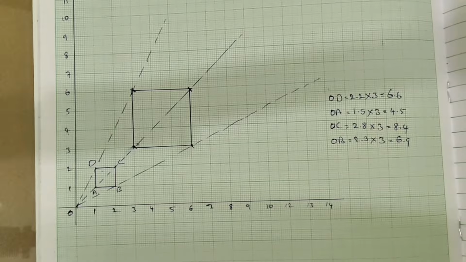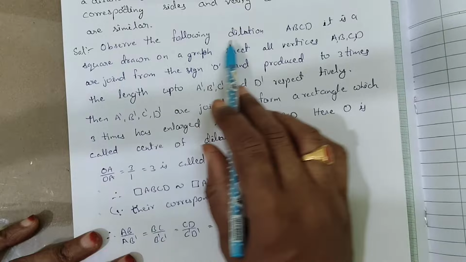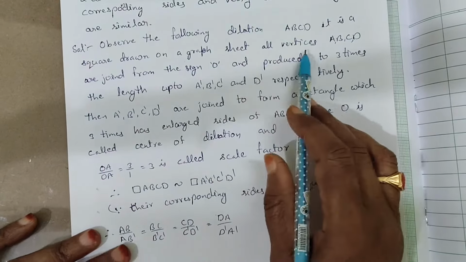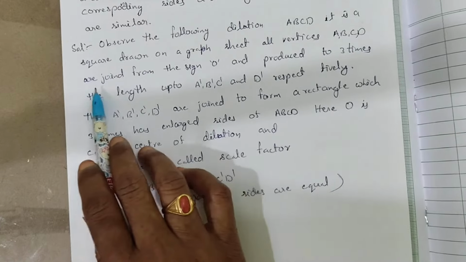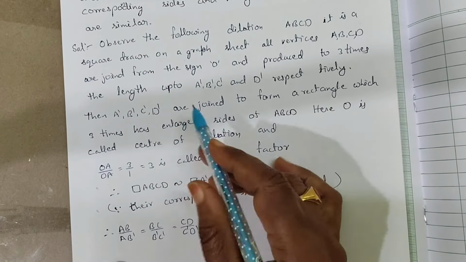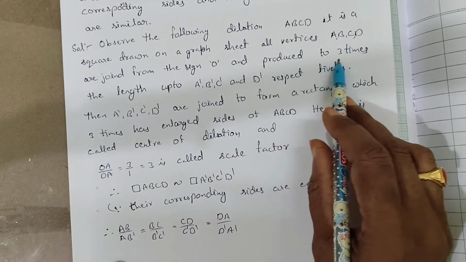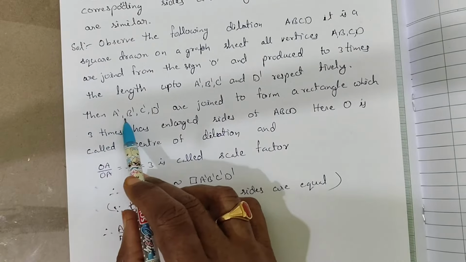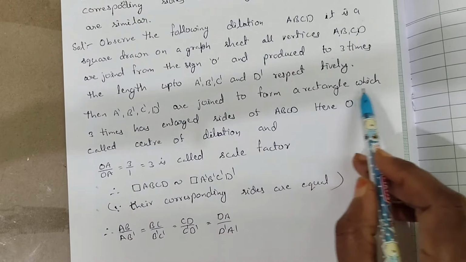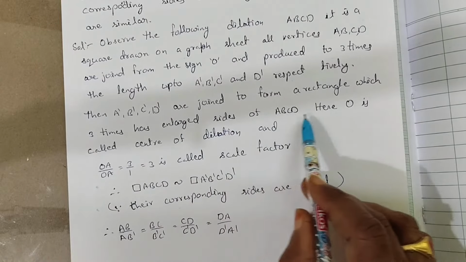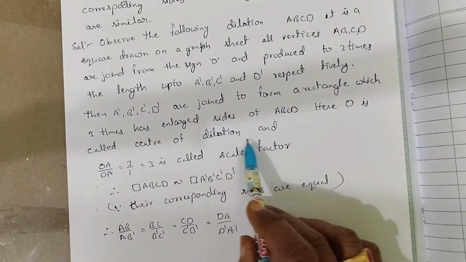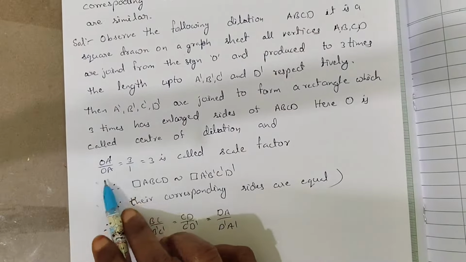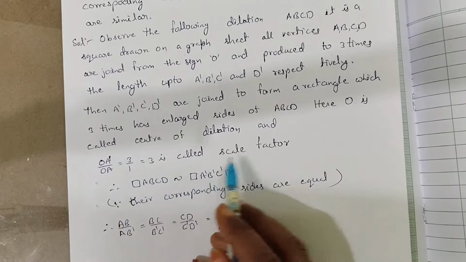Now we write the matter, which I have already written. Observe the following dilation ABCD. It is a square drawn on the graph sheet with vertices ABCD. First we draw the diagram ABCD and join it to the point O. We join A, B, C, D to O and produce to 3 times the length up to A dash, B dash, C dash and D dash respectively. Then A dash, B dash, C dash, D dash are joined to form a square which is 3 times enlarged sides of ABCD. Here O is called the center of dilation, and OA dash by OA is equal to 3 by 1. Here 3 is called the scale factor.